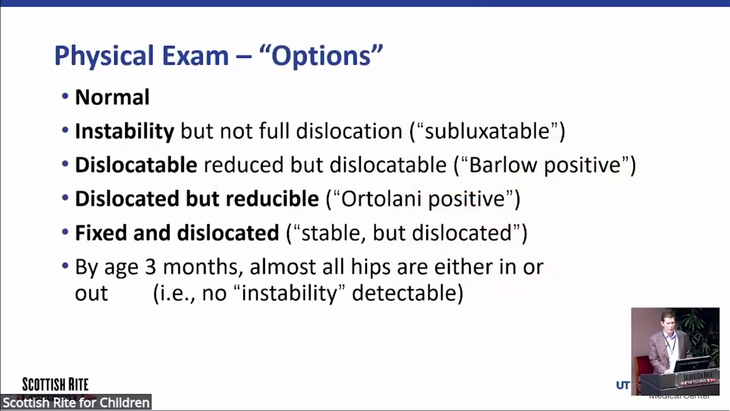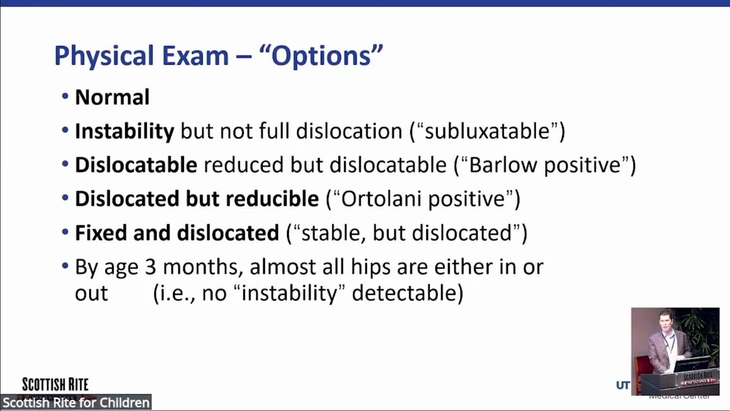When we think about the different options of hips, we have a normal stable hip on exam. We have an unstable hip that may not be fully dislocatable. This is where we talk about things like pistoning, where it seems like that femoral head can move a bit within the acetabulum without actually dislocating. And then we have a hip that maybe rests in a reduced position, but can be dislocated. So you can feel it clicking or clunking out of the socket, which is a Barlow positive hip. And we'll go over these maneuvers in the next slides. Then you have a hip that's dislocated in its resting position, but you can reduce it into the socket. That's the Ortolani positive hip.